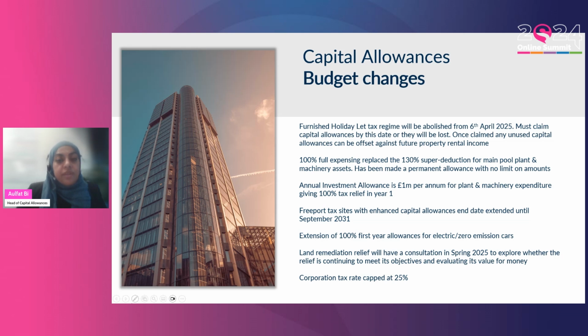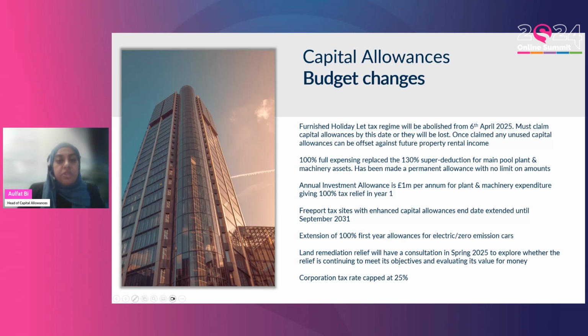However, we are advising all of our clients to claim any capital allowances or unused capital allowances prior to the abolition date. You also have 2 years to amend a tax return. So you can still do it after the 6th of April 2025, but you must be amending a tax return that spans that period. If there are any unused allowances that have been claimed, you don't lose them. You can just carry them forward against any future property rental income.